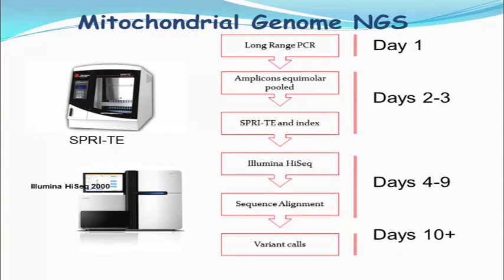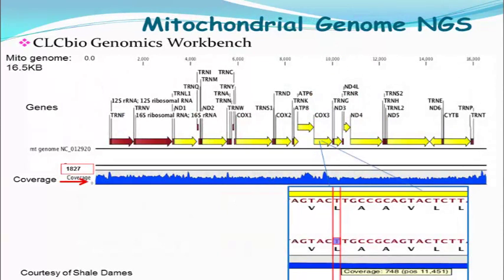And here is the whole workflow for next generation sequencing, from day one of the library prep until the data is available for review. It takes about 2 to 3 weeks. So it's a very long process.